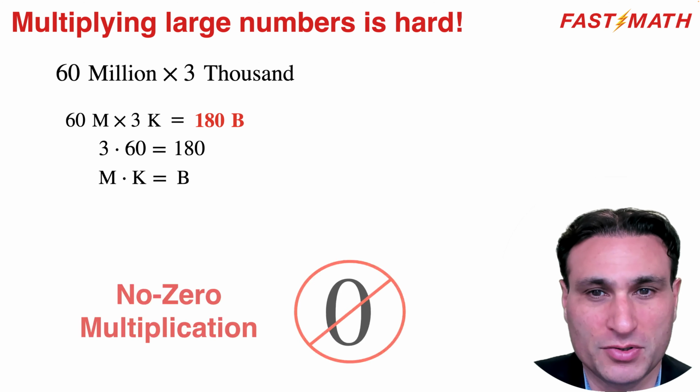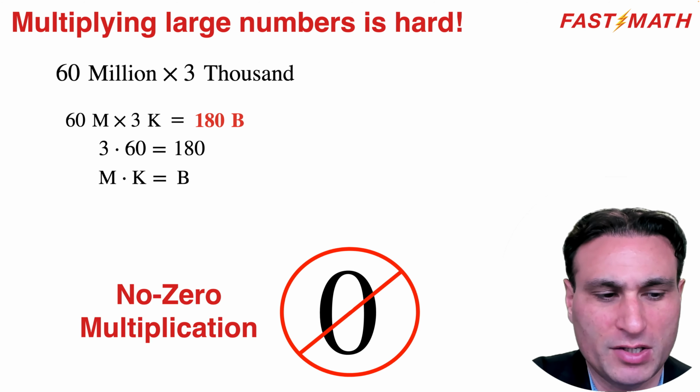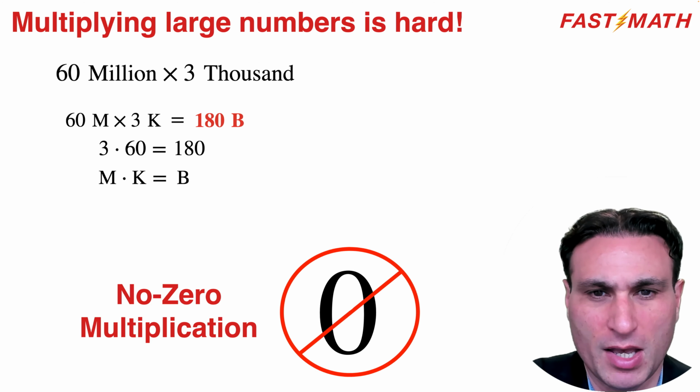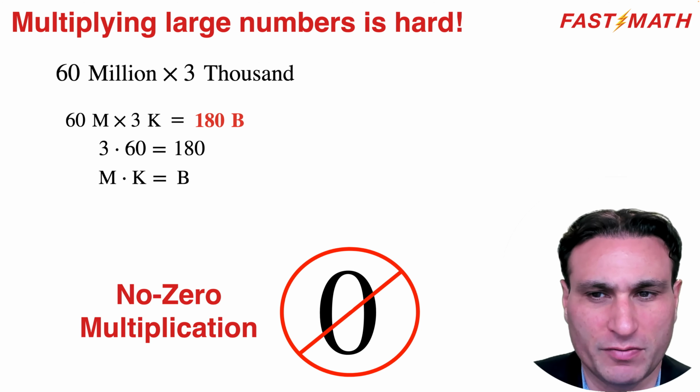This method is called no zero multiplication because we don't count the zeros. The central idea is that we can multiply the numerical portions and the units of magnitude separately and combine the results. You just need to learn how to multiply the units, which is relatively easy.